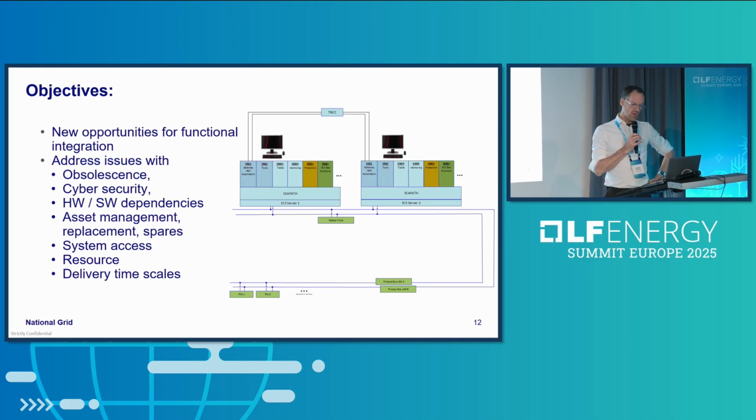System access is a key constraint, so by reducing the number of times we actually need to attend a substation, we gain a lot, and we can also scale up delivery times by optimizing the engineering process, being more digital, automated, and templated.